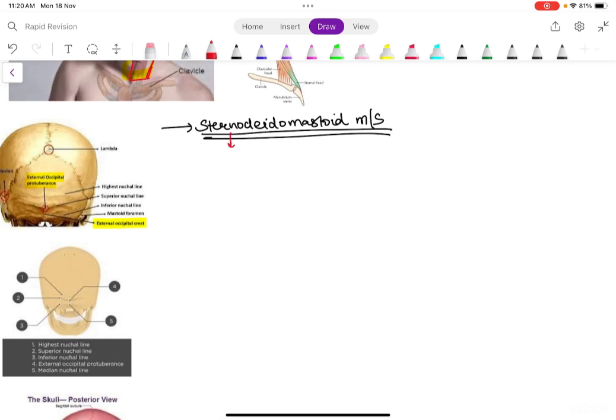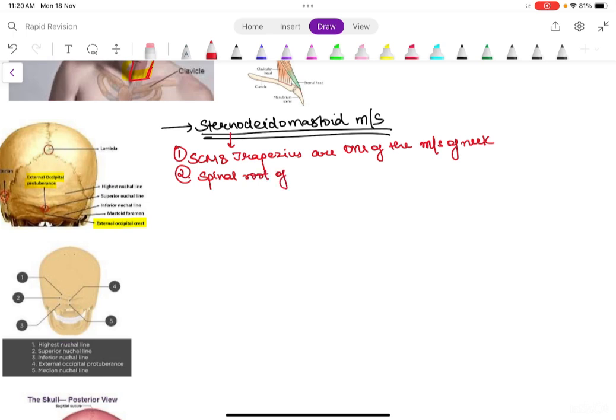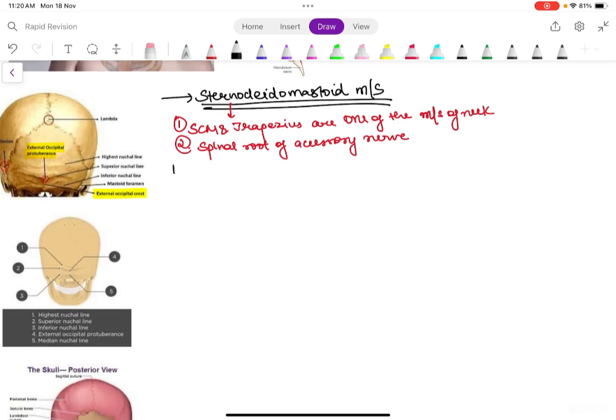Now sternocleidomastoid muscle is a muscle of neck. The sternocleidomastoid muscle and trapezius muscle are muscles of neck. All right, first point. Then second, both are supplied by spinal root of accessory nerve. I will guide you through, so no need to think that you do not know something.